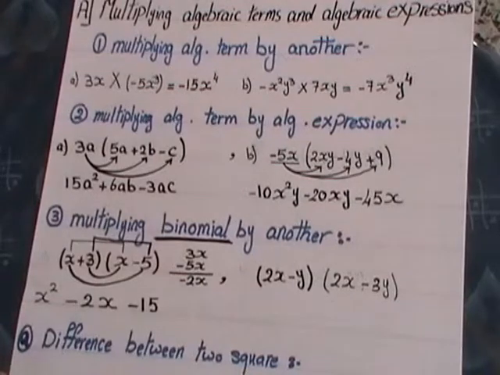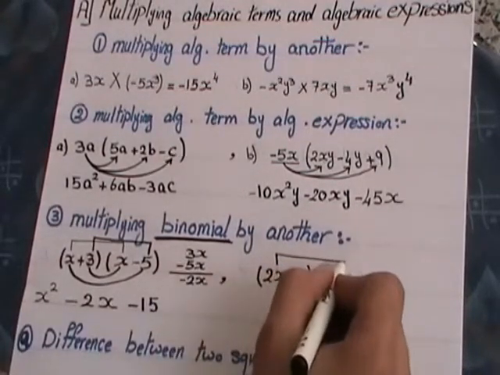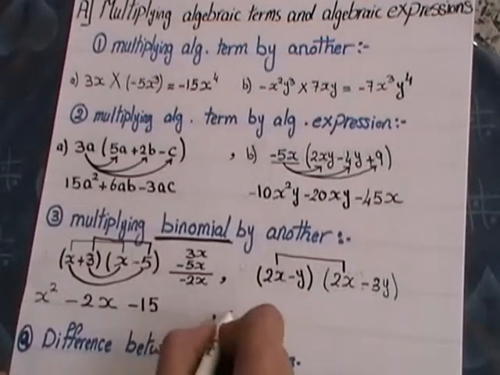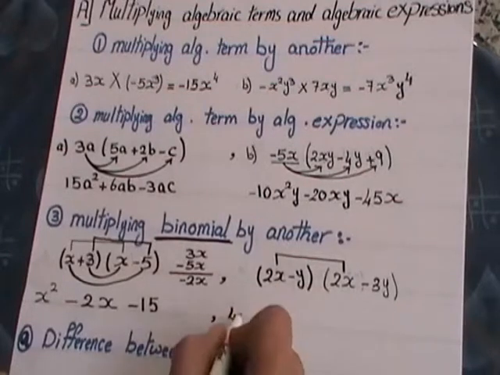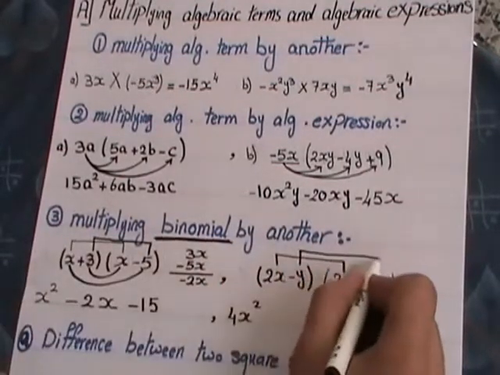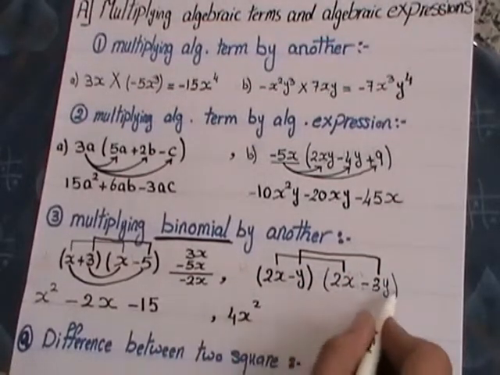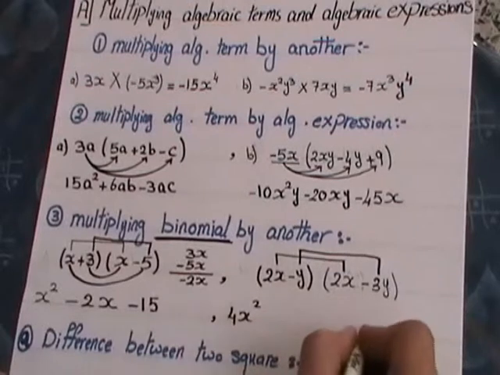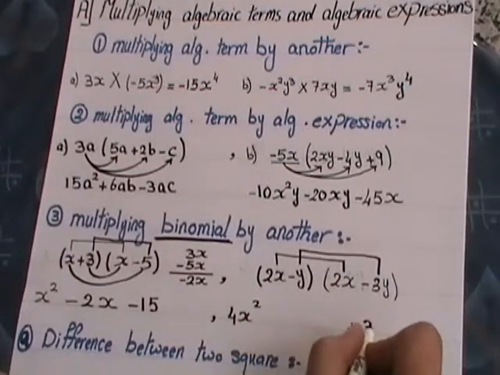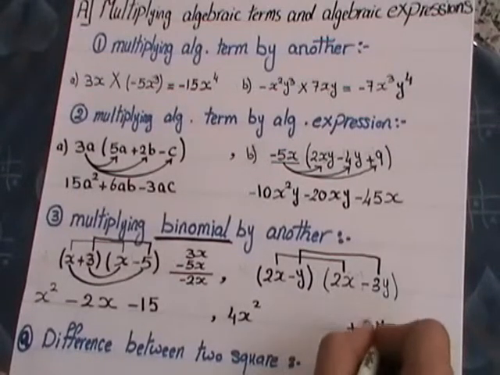We start the same way. The first term by the first term. Here, 2 times 2 equals 4, x times x equals x squared. The second by the second: negative y times negative 3y. Negative times negative equals positive, 1 times 3 equals 3, and then y times y equals y to the power 2.